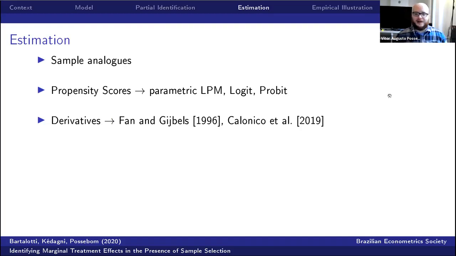Then we do have to estimate derivatives. That's slightly harder than estimating levels of functions, but there are known ways to estimate derivatives. More recently, Calonico, Cattaneo, and their co-authors have proposed an estimator, and they have a Stata package and an R package. So it's very easy to implement their estimation procedure. And this part is non-parametric.